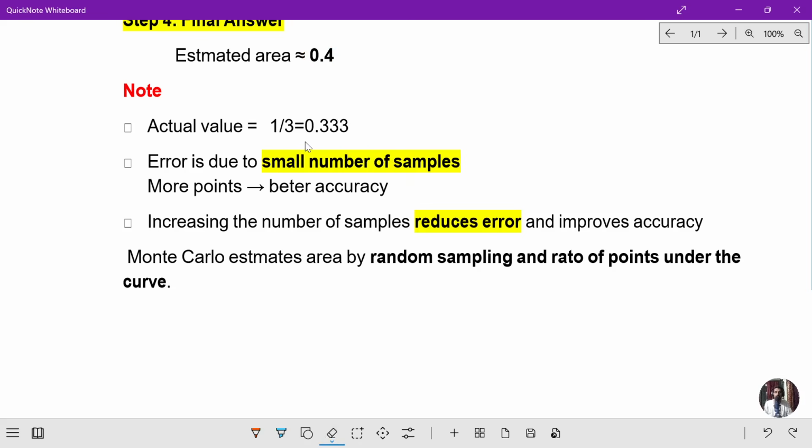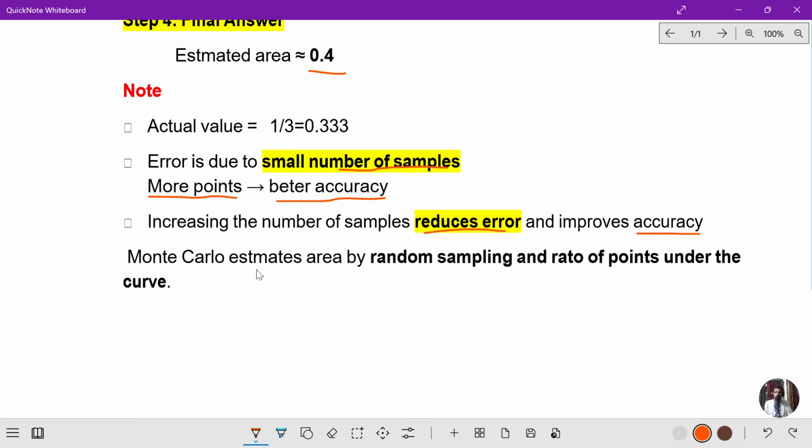We received the answer as 0.4. So this is called error. This error came because of the small number of samples. When we increase more points, we will get more accuracy. Increasing the number of samples reduces the errors and improves the accuracy.